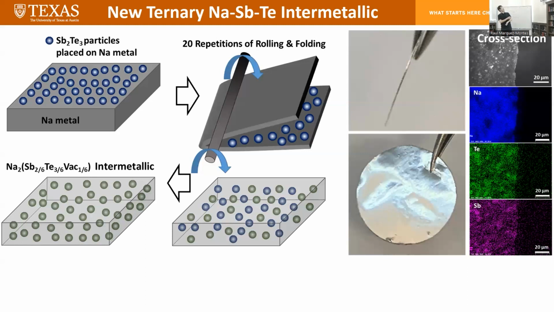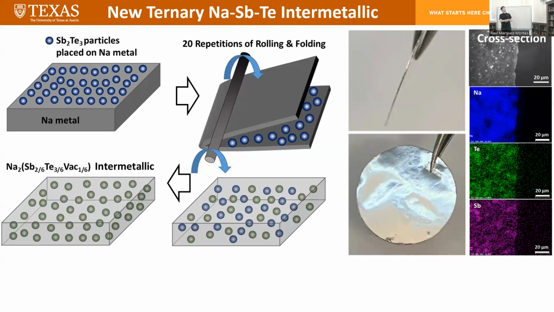So in this work, we developed some novel sodium antimony tellurium intermetallic. It's pretty straightforward. Basically, we just spread those antimony telluride particles, which are commercially available, on top of a piece of sodium foil, and then just fold and roll, mechanical rolling and folding, to make sure that the antimony telluride reacts with the sodium metal and forms those ternary structures. And on the right side, you can see the shiny sodium metal. It's around 150 micron thickness.